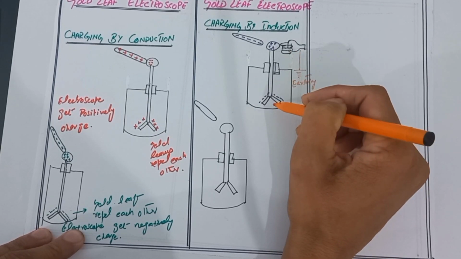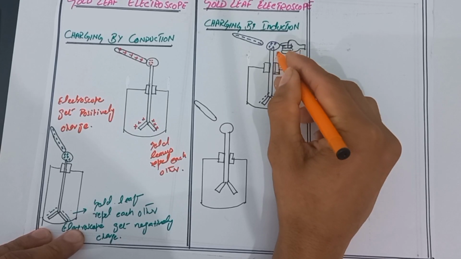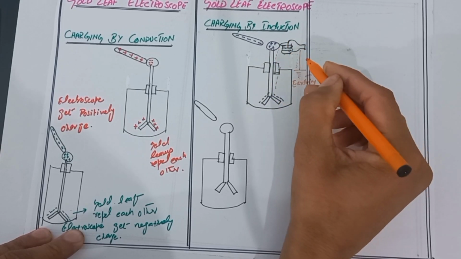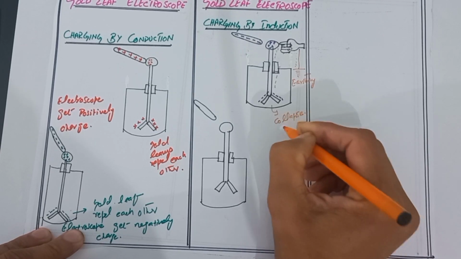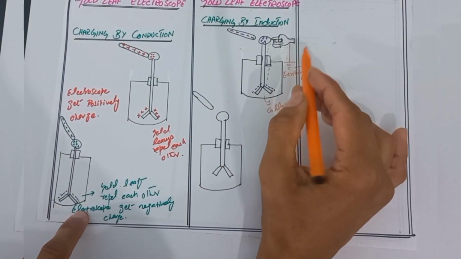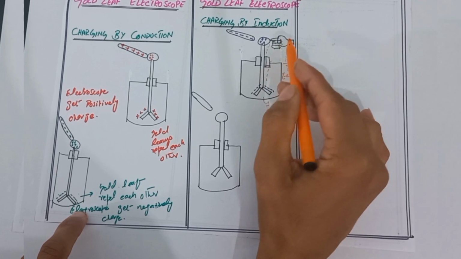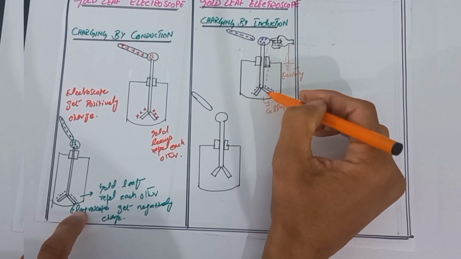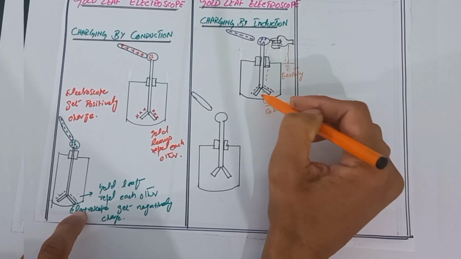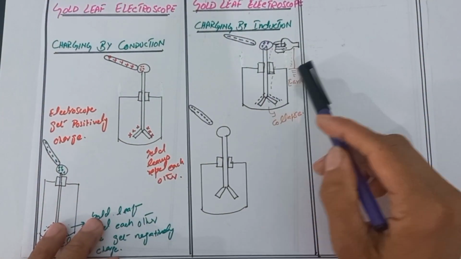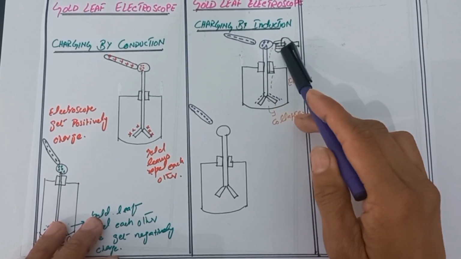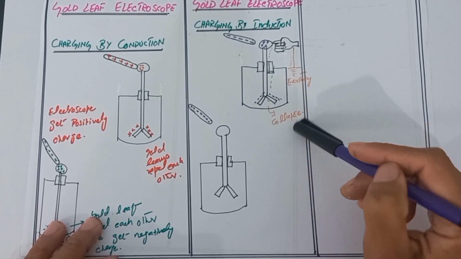The free electrons of the electroscope flow from your finger toward the ground, and the gold leaves stop repelling each other and collapse. So what you learn is that when you earth the metal ball by touching your finger, the free electrons in the electroscope flow through the finger to the ground and the leaves stop repelling each other and collapse. Now, when you remove the finger from the metal ball, the earthing is removed, but the leaves still remain collapsed.